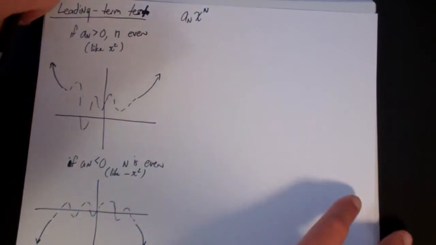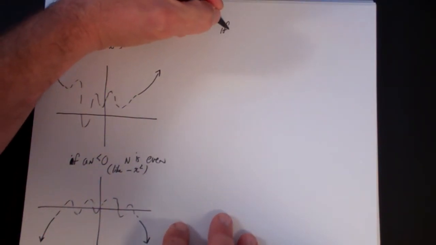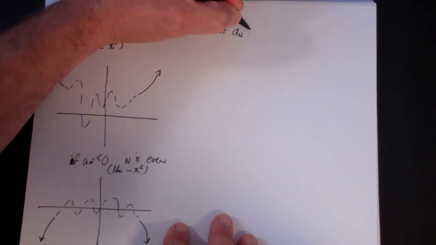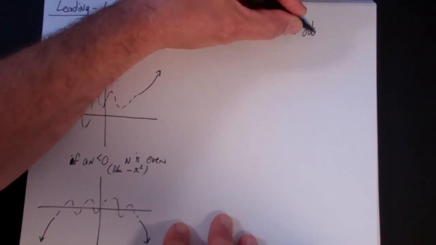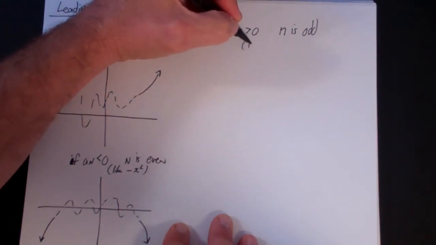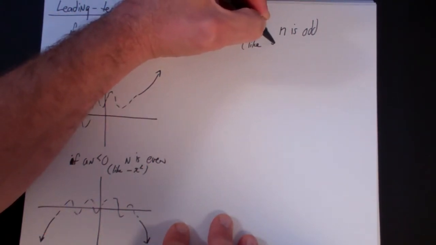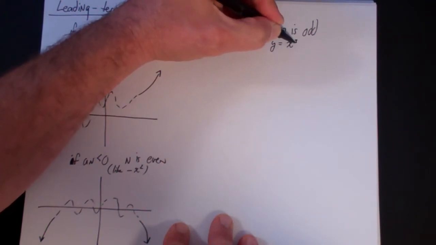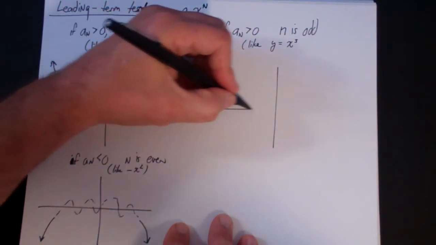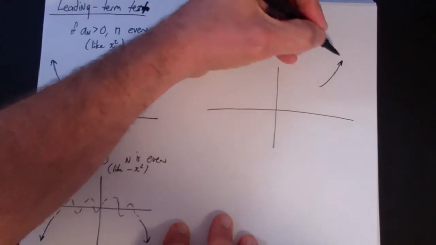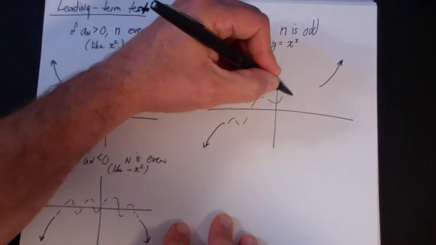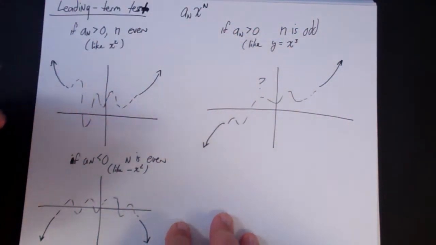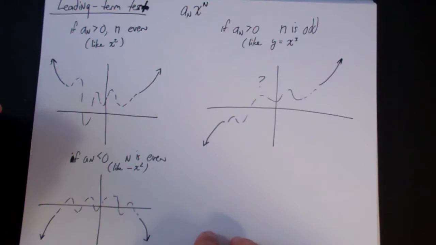Now let's look at what happens when a is negative. I'm sorry, when a is positive, an is positive, but when n is odd. In that case, the end behavior will be like y is equal to x cubed. So it'll be positive here and increasingly negative there. And I don't know what it looks like in the middle. It may be very complicated in the middle, but that's what it looks like at the ends.